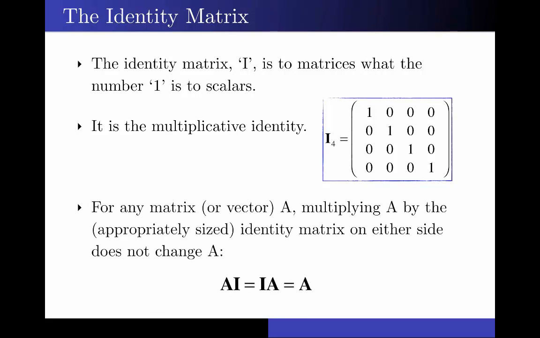But for any matrix or vector A, multiplying A by the appropriately sized identity matrix on either side does not change A. So A times I and I times A are both equal to A. Just like the number 1 in scalar arithmetic, right? 1 times any number is that number. And that's why it's called the identity.